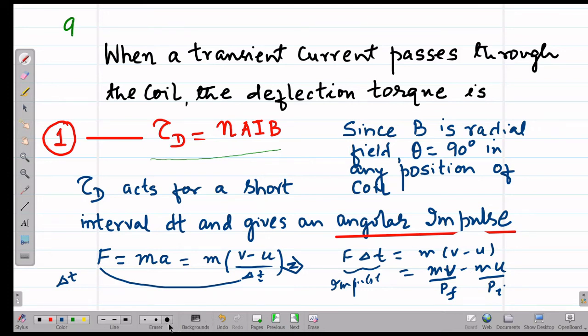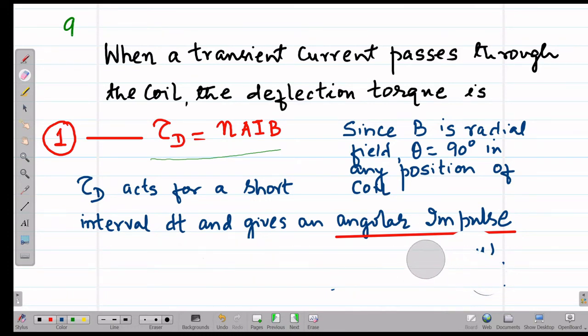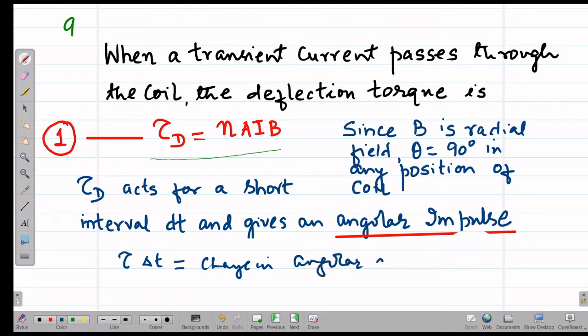This is for linear motion, that is, a body moving in a straight line. Now we are not discussing linear motion at all. We are discussing angular motion, rotatory motion. For a rotatory motion, for a body to rotate, there must be a torque acting on the body. So when a torque acts on a body for a small interval of time delta t, it will produce what is called angular impulse, which is tau into delta t. And this angular impulse will be equal to change in angular momentum.